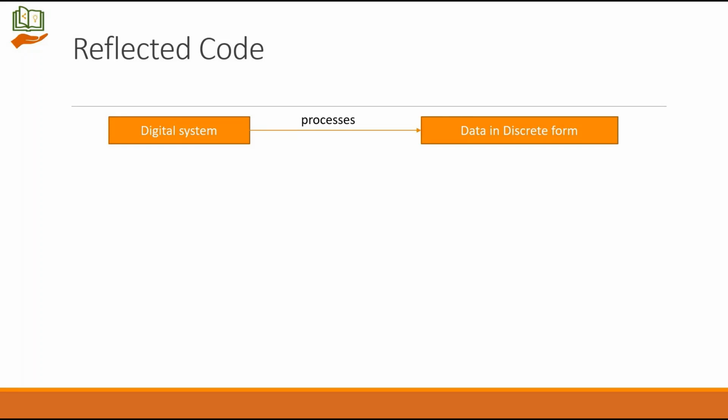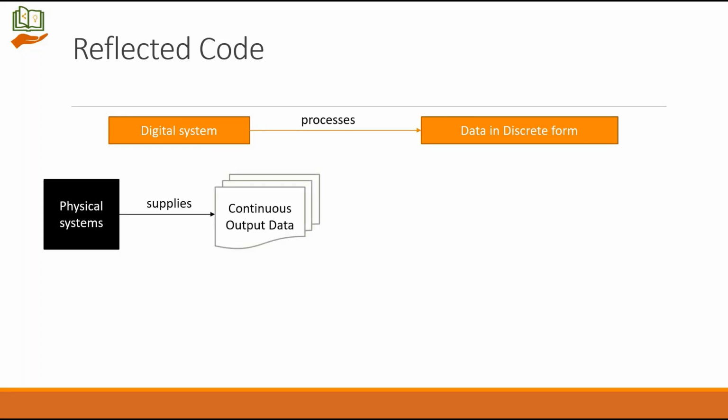The next code is reflected code. Digital system processes data in discrete form. If you take any physical system, it would keep supplying continuous output data. And these data will be converted to digital or discrete form.